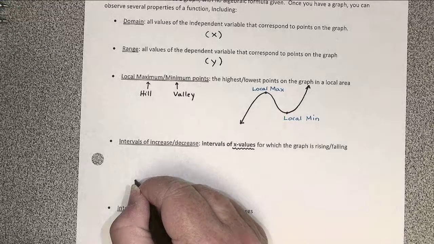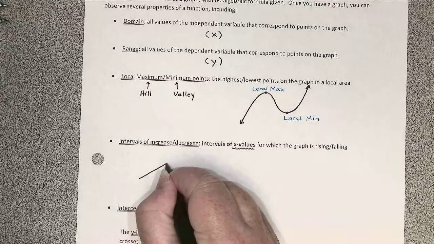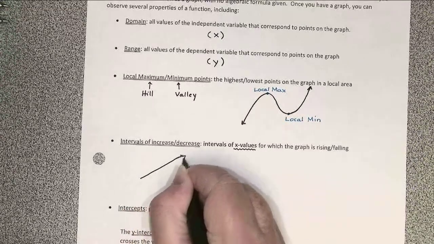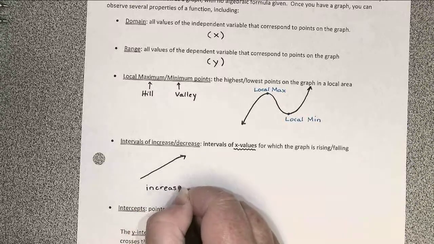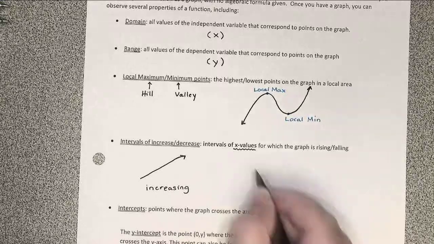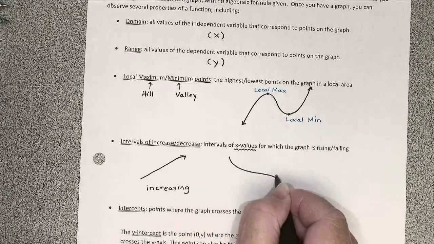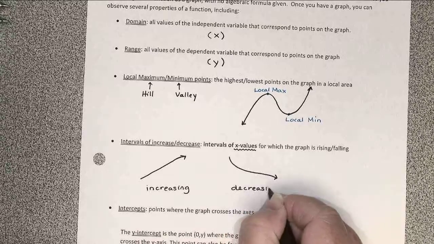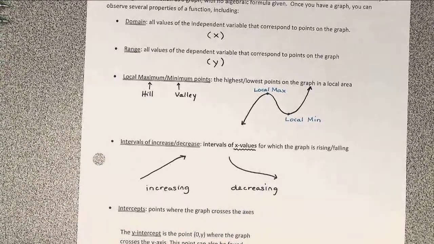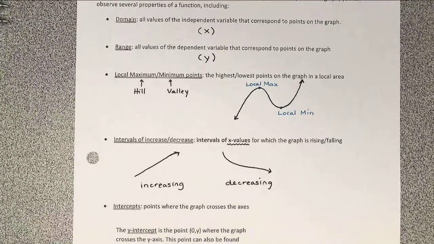So if I have a graph doing this, my graph is increasing. If I have a graph doing this, my graph is decreasing. Notice that when we talk about increasing and decreasing, we always think of reading our graphs from left to right. It's increasing as I go from left to right, or it's decreasing as I go from left to right.